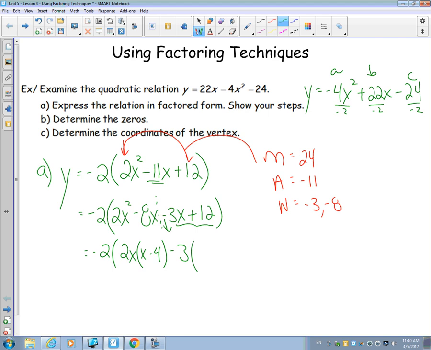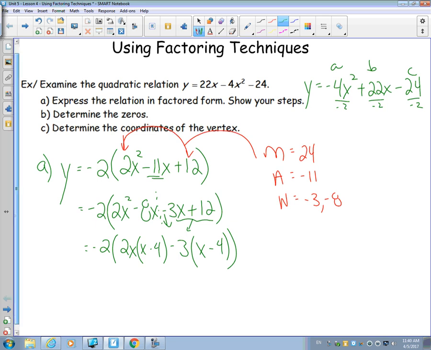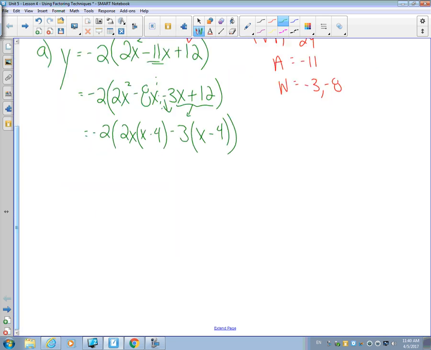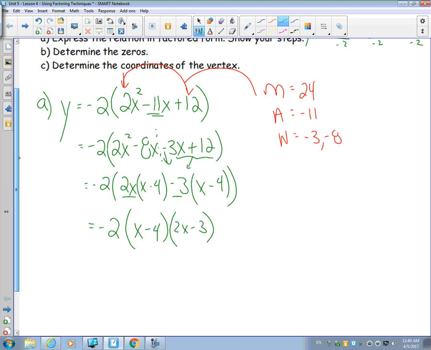Well, I can divide 3 out of them. And we're left with x. The plus 12 divided by -3 makes -4. And I know I'm on the right track because the brackets match. So my last line is my -2 up front, my common bracket, the x minus 4, and the leftover stuff, the 2x and the -3. And now I've got factored form. So I've done part A.